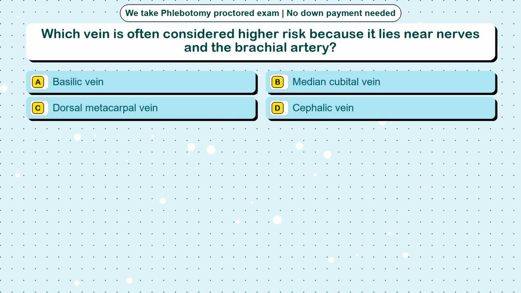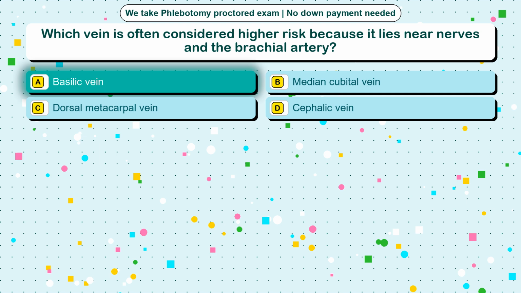Question 98. Which vein is often considered higher risk because it lies near nerves and the brachial artery? Option A. Basilic vein. Option B. Median cubital vein. Option C. Dorsal metacarpal vein. Option D. Cephalic vein. The correct answer is option A.